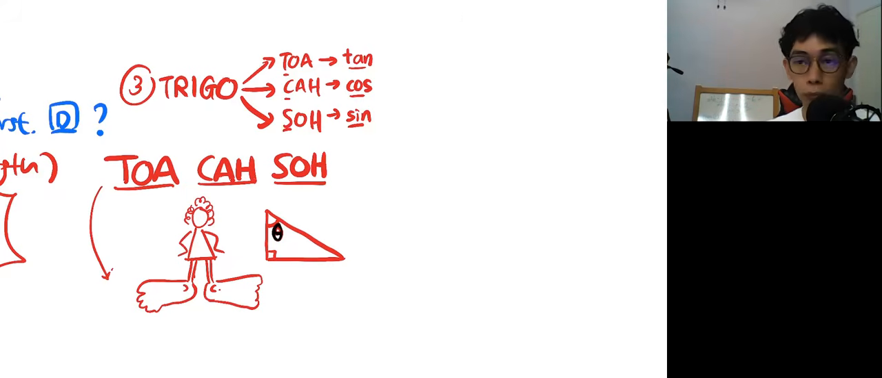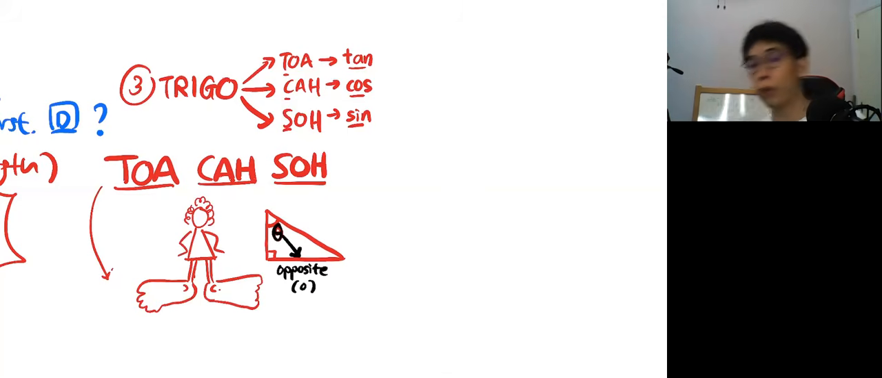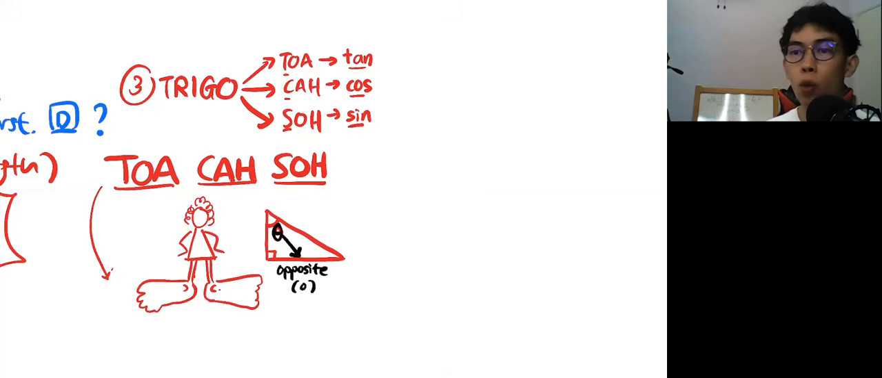Now continue with the identifying part. Based on your theta's point of view, this opposite line is the opposite, so I put an O there. As you can see, based on your TOA CAH SOH, O means opposite. Next, which one is your H? H means hypotenuse, the longest straight line in your right angle triangle. So which one is the longest straight line? Here lah, the hypotenuse.